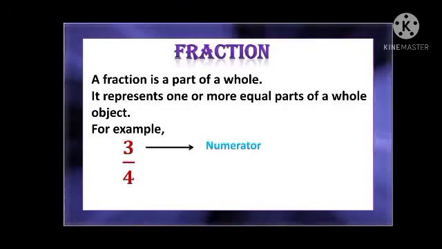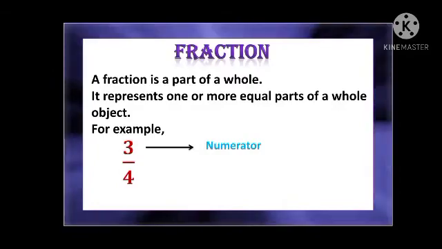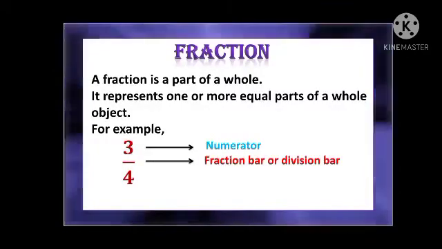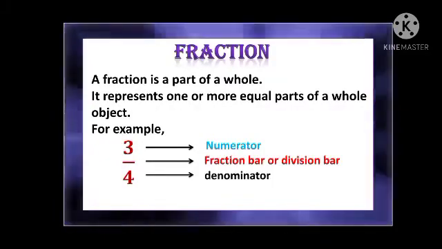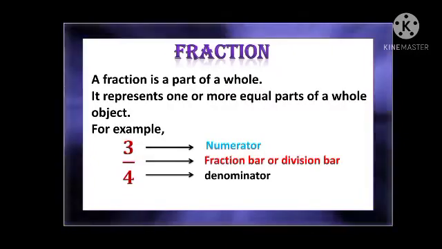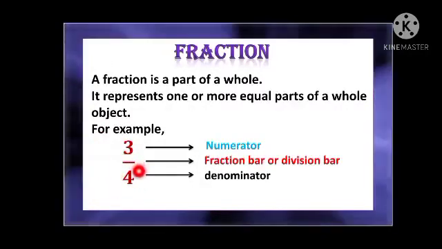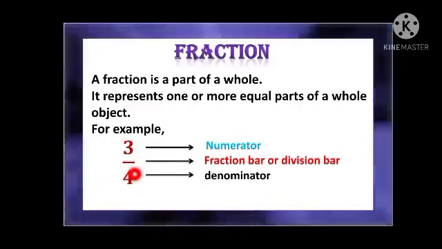It tells how many equal parts of the whole or collection are taken. This line indicates a fraction bar or division bar. The number below the line is called the denominator. It shows the total number of equal parts the whole is divided into. So 3 is the numerator, 4 is the denominator. The total parts, 4, are present in the denominator and the equal parts taken are present in the numerator.